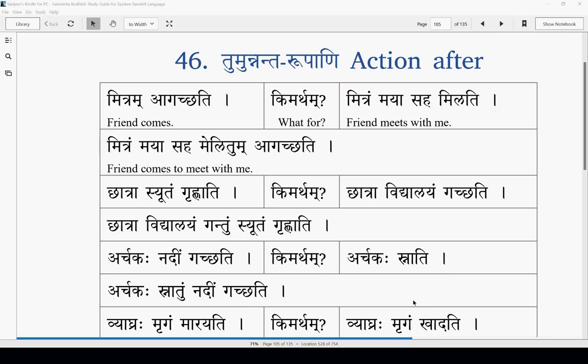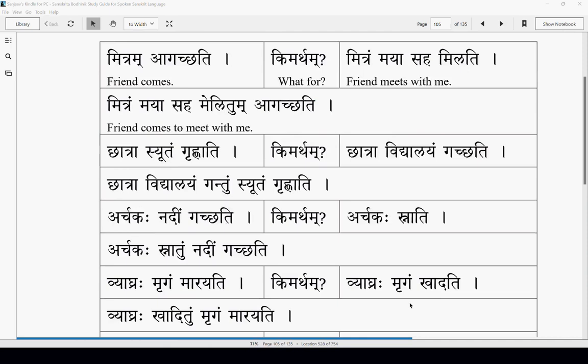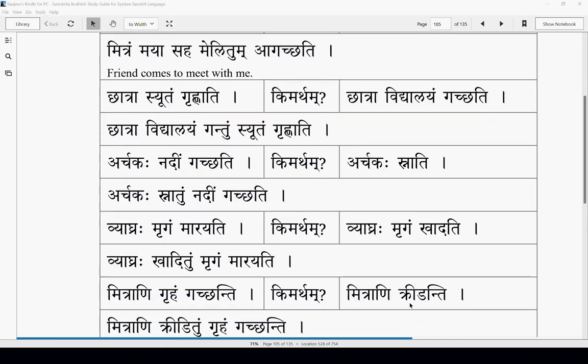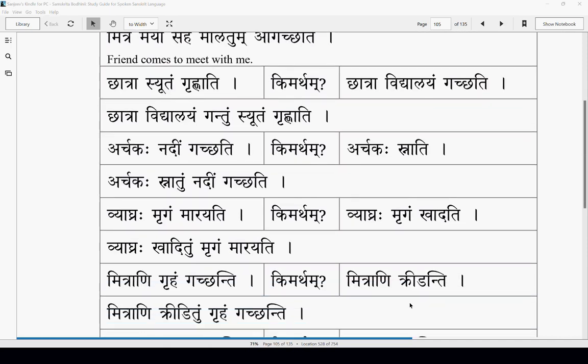Now, for tumananta there is no lep form. Okay, just tuman is tuman. There is no tva lep here. Tuman, melitum, gantum. Whether upasarga or not, it is just tum.